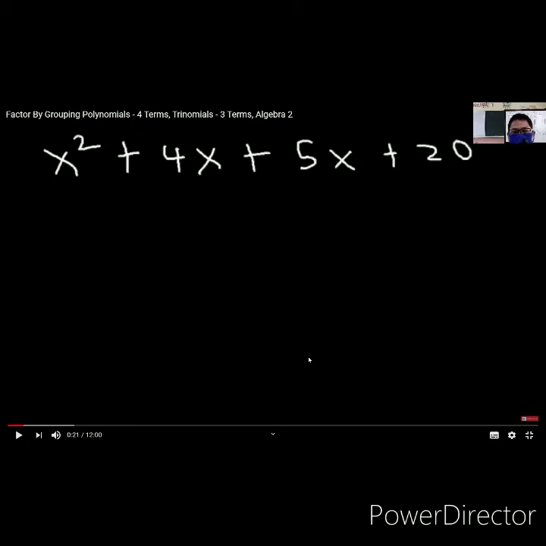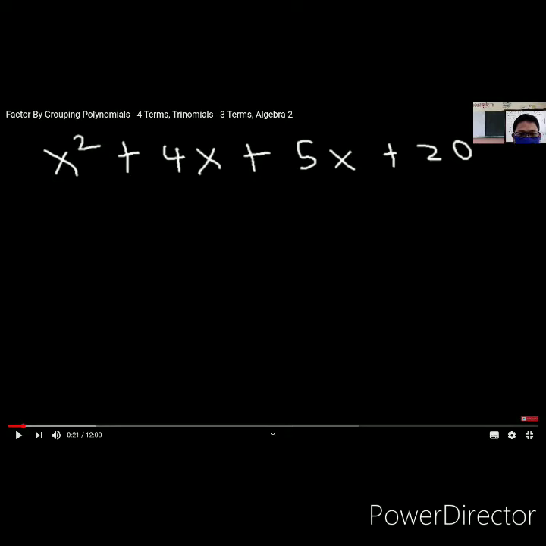Okay guys, today I'm going to teach you how to factor this type of polynomials. The factoring method that we can apply to these polynomials is factoring by grouping. So you have to group these terms and get the factors. The first thing to do is to group the terms.